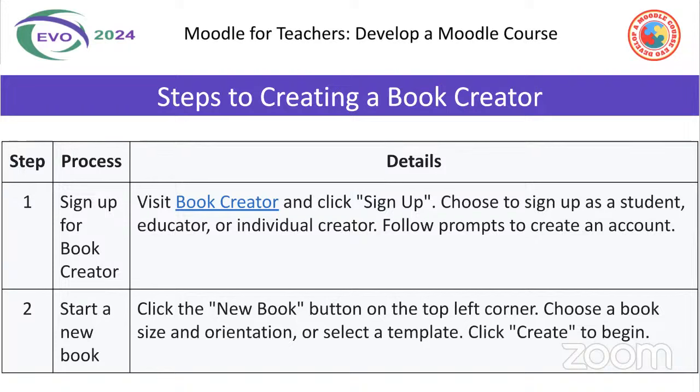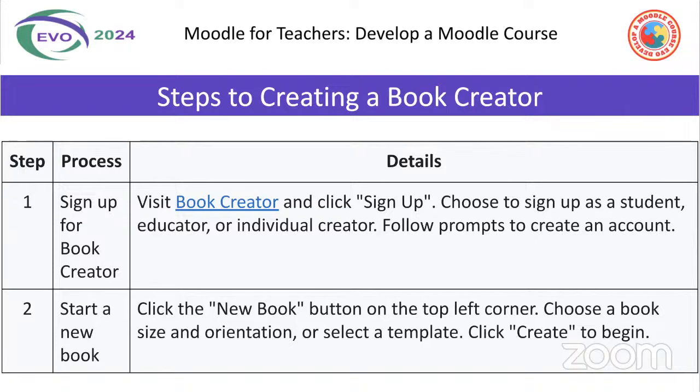Sign up. The first step is to sign up for Book Creator. Visit Book Creator. The link is here, and you can get this presentation at the beginning of the course, and you click sign up. Unless you have an account already, then you just sign in. Now you choose to sign up as a student, educator, or individual creator. I would choose educator, and you follow the prompts to create an account.